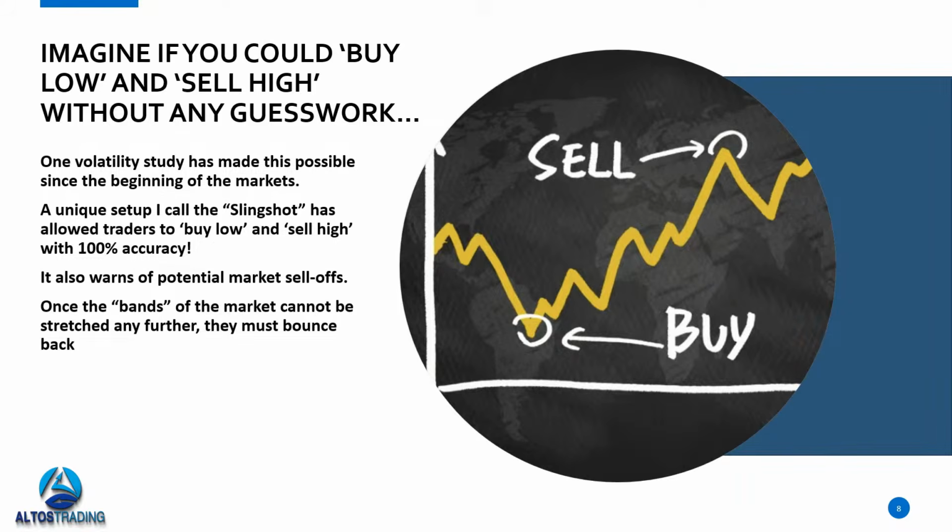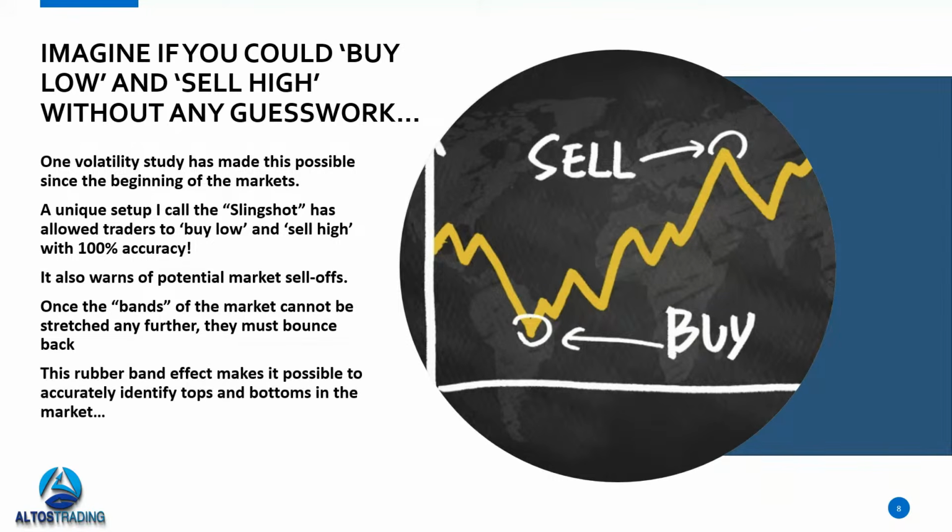Now we're going to use volatility bands. These volatility bands, once they stretch a certain degree, right, they can't go any further. They have to bounce back. This is how we get directional moves in the market. This is how we get trends and trend reversals. And I call it a rubber band effect. So it makes it possible to accurately identify tops and bottoms in the market.